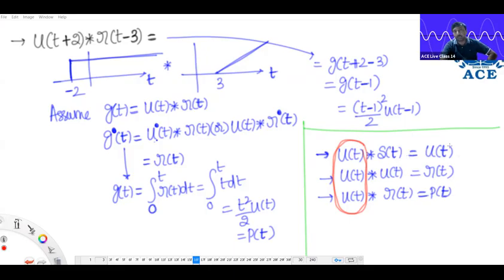u(t) convolved impulse is u(t). u(t) convolved u(t) is ramp. u(t) convolved ramp is parabola. I have not changed one signal, sir. Only the other signal I have changed. Correct or not? This is for the explanation of these properties.